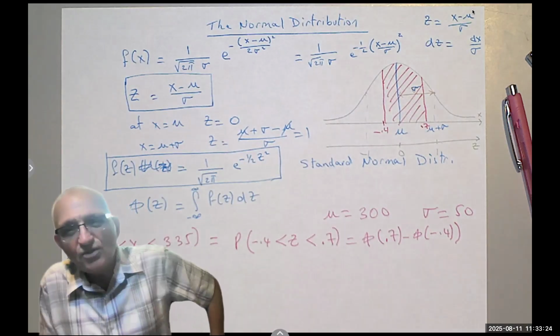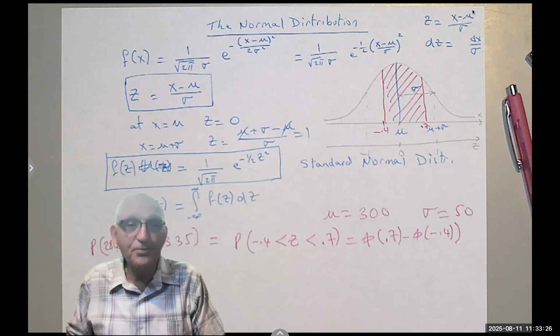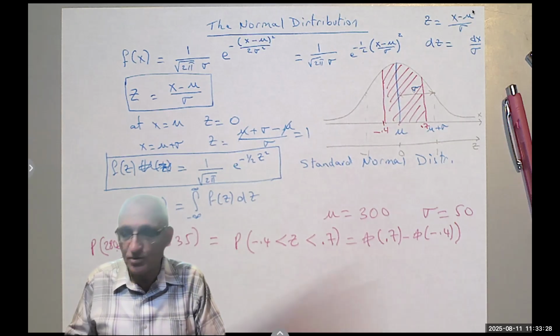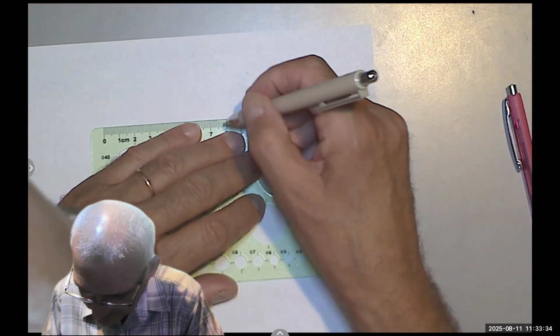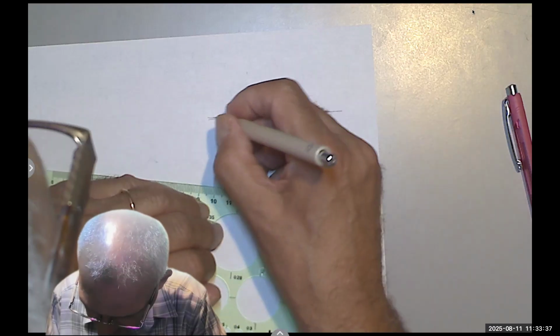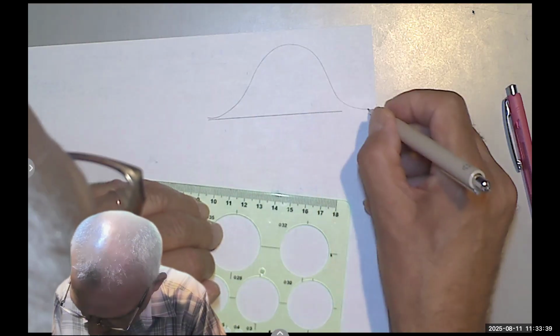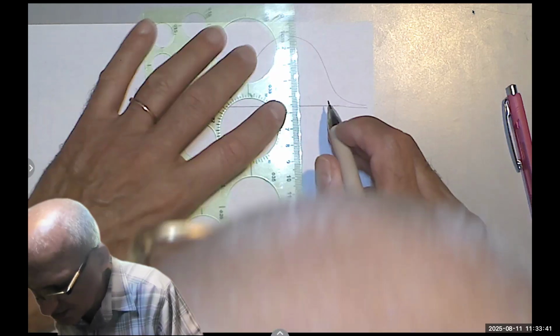we can look at some properties of the standard normal distribution. So let's draw it again here. Here is the standard normal distribution. Here is the 0. Here is the 1. And here is the negative 1.